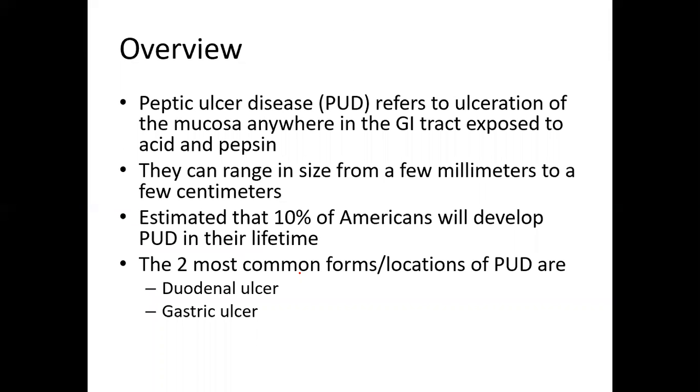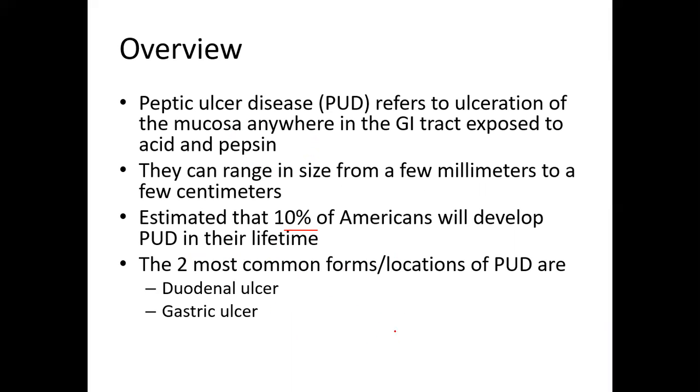Now, peptic ulcer disease refers to ulceration of the mucosa anywhere in the GIT that is exposed to acid and pepsin. Although the most common area exposed is the pyloric area and the first part of the duodenum, it could even involve the esophagus, and sometimes even Meckel's diverticulum. These peptic ulcers could range in size from a few millimeters to a few centimeters, and it is estimated that 10% of Americans will develop peptic ulcer disease in their lifetime.